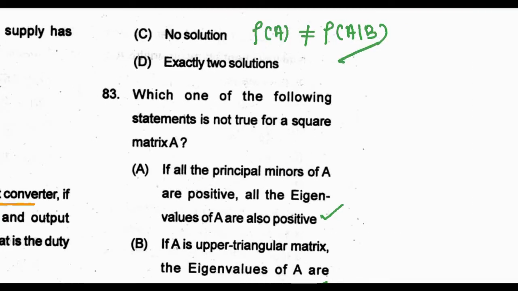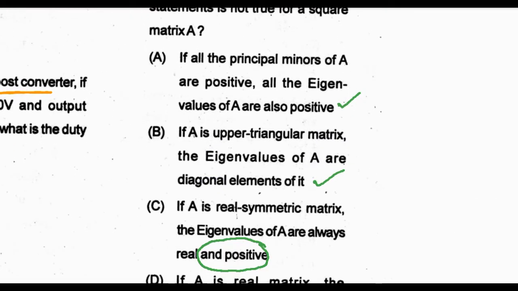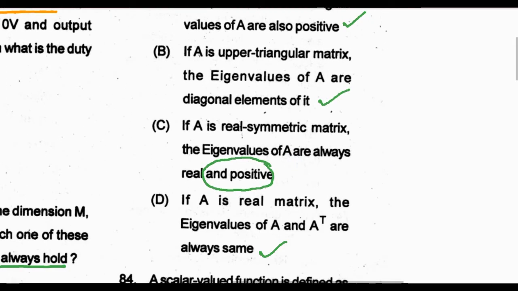Next question is here, which one of the following statements is not true for a square matrix A? If all the principal minors of A are positive, all the eigenvalues of A are also positive. This is true. Next is, if A is an upper triangular matrix, the eigenvalues of A are the diagonal elements of it. So it is also true. Next is option C, if A is a real symmetric matrix, the eigenvalues of A are always real and positive.